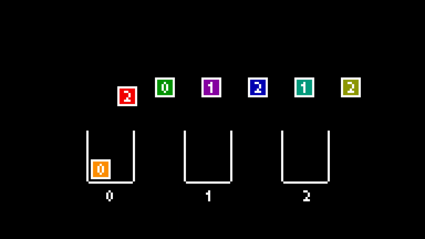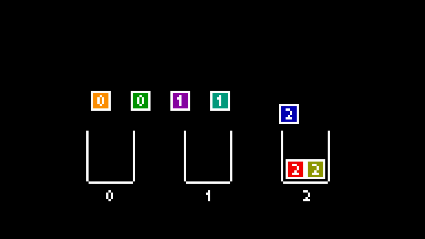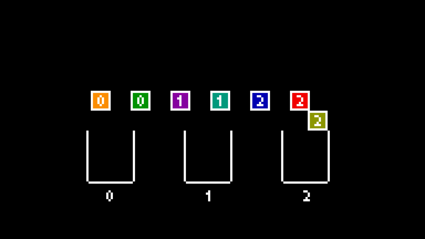First of all, we calculate the bucket each object belongs to. Then we place the object in that bucket. And finally, we go through all buckets in order and place each item into a new list. And that's it.